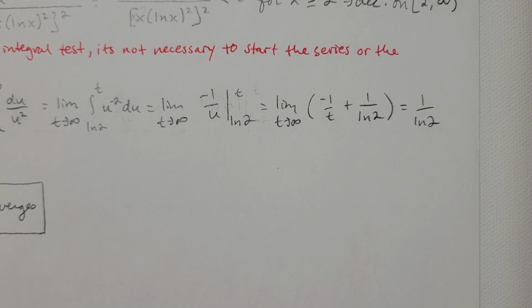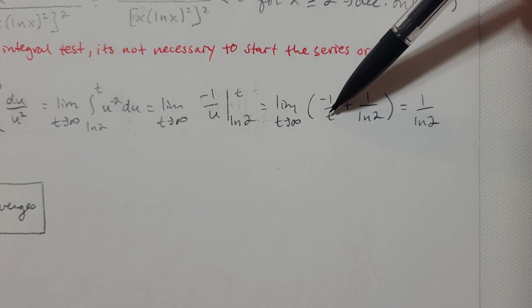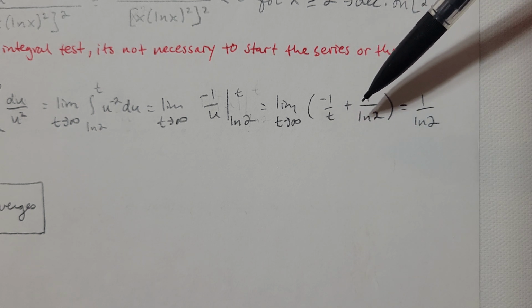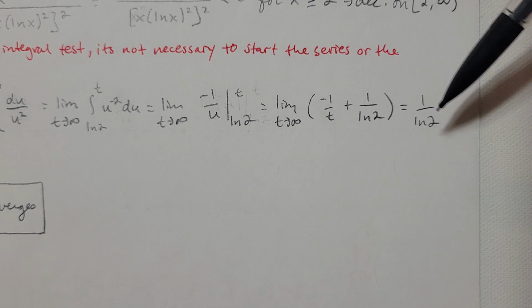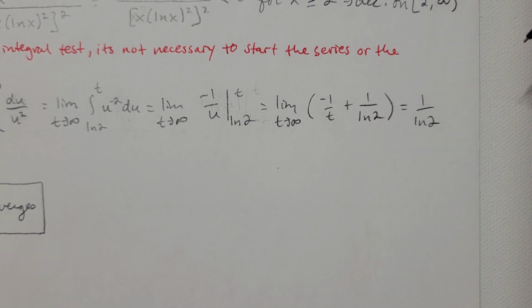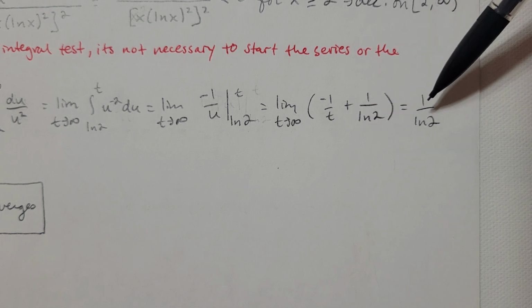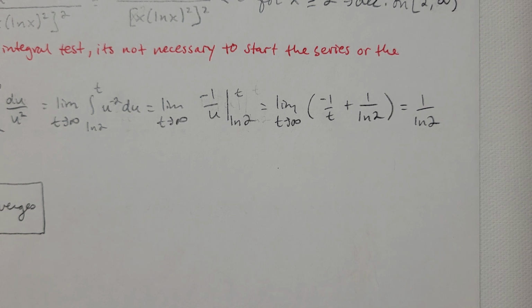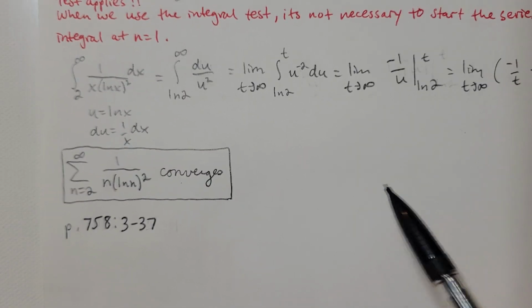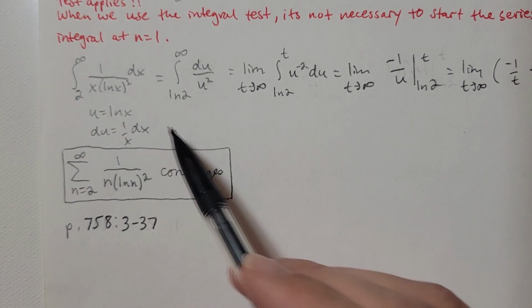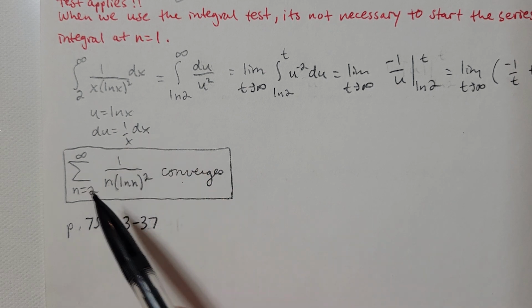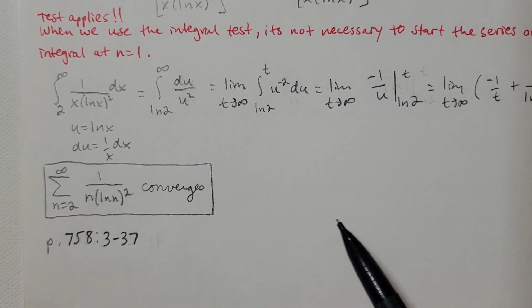Okay, now t is approaching infinity. So 1 over t, that's going to 0, right? Because the denominator is growing without a bound as the numerator just sits at 1. The limit of a constant is always a constant. So you get 1 divided by the ln of 2. Okay, well, that's a finite number. So that tells me that this integral is going to be convergent. And if the integral converges, then the series also converges.